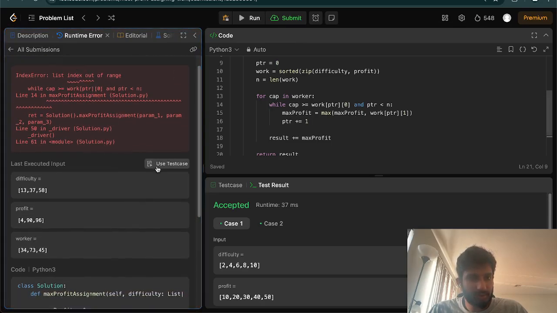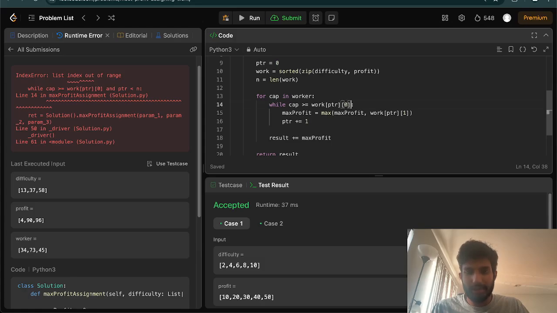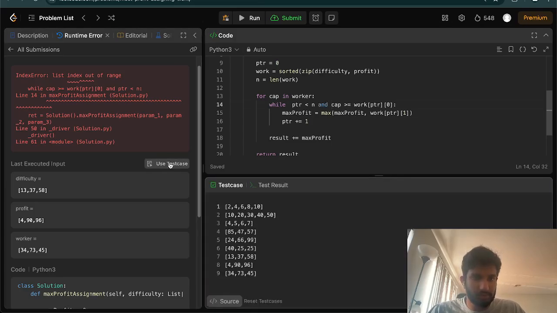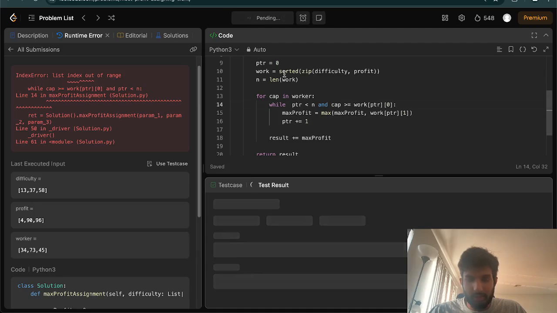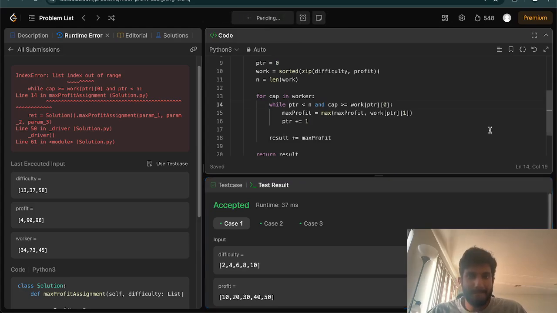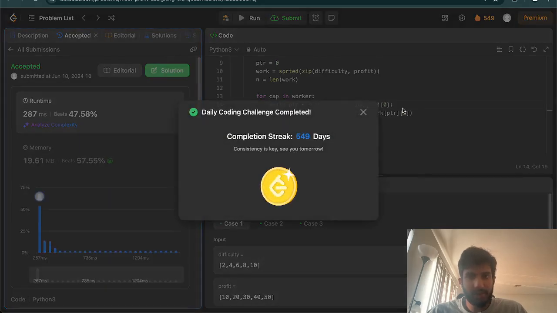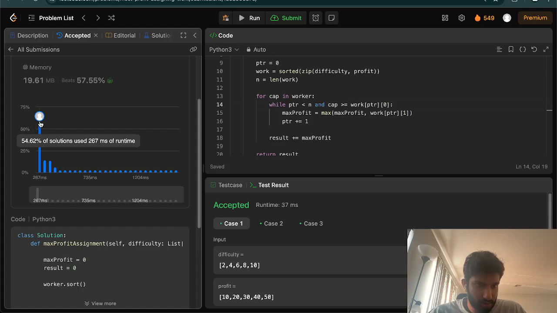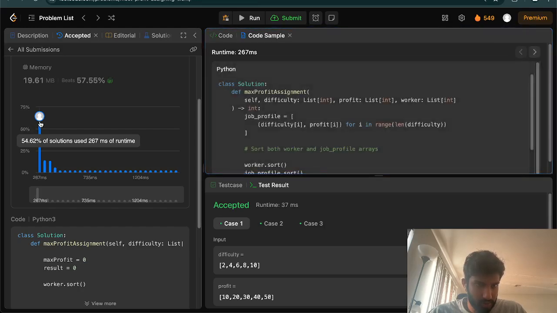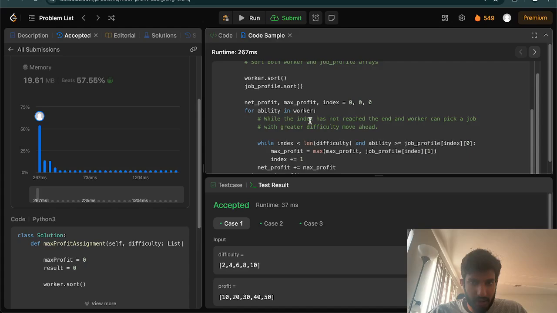Interesting, index out of range already. Obviously this is the most lame mistake a person can make in tech. But we still got a pretty good complexity within the first 10 minutes of our session. It beats 57%, doesn't get better than that.